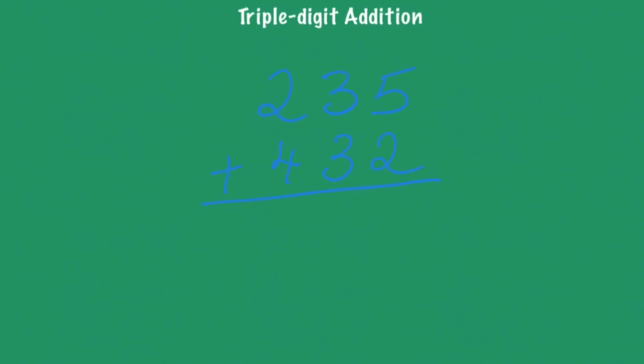Alright, before we attempt this, just like the previous video, I'm going to remind you of the different columns we need. So on the very right side, we always have the units. Then after the units comes the tens. And after the tens, we have the hundreds. Okay, so we've got over here hundreds, tens, and units.